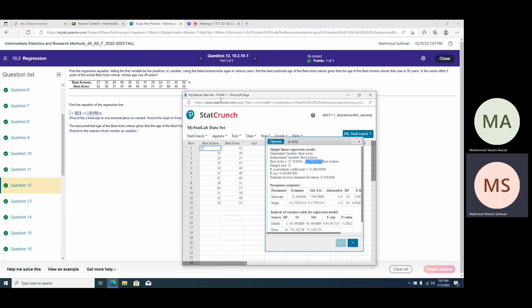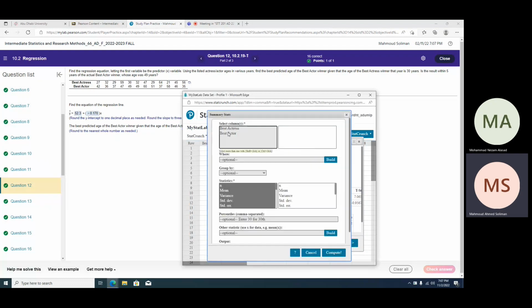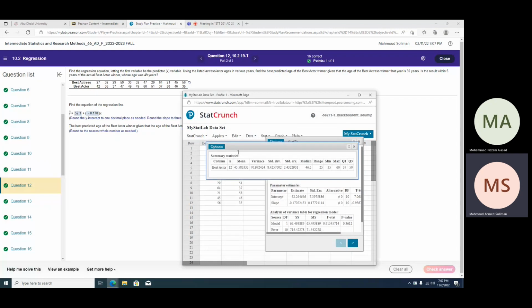It's bigger, so go stats, summary stat, column. We have to predict actor. If they didn't give you alpha, you have to make sure that the p-value is bigger than 0.01 and 0.05. You compare with both of them. If it's less than both of them, that means there is a linear correlation and the equation is good. If the p-value is bigger than the alpha, it has to be bigger than both 0.01 and 0.05.